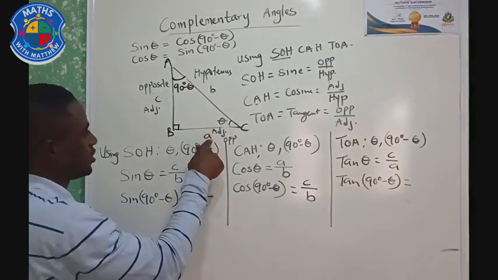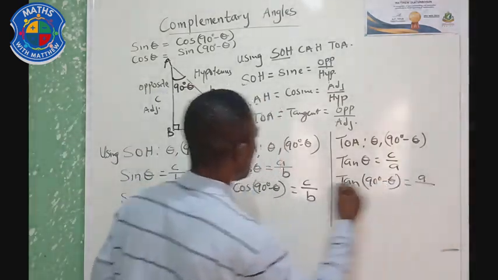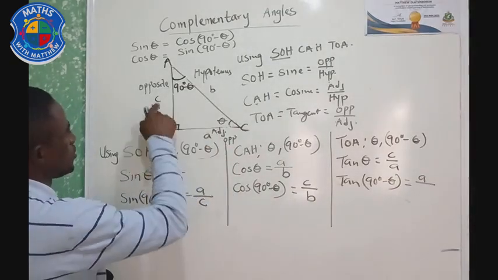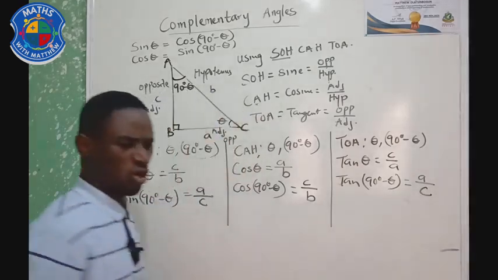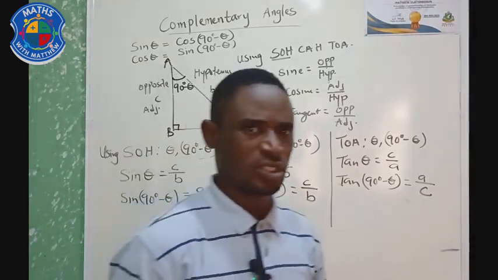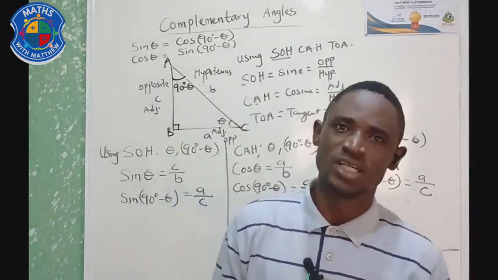Opposite of this is A. Adjacent of it is C. Please do you understand this? If you understand this, please type proceed.